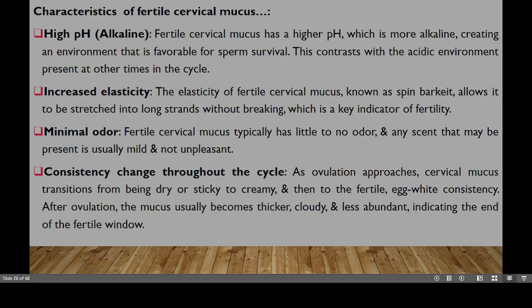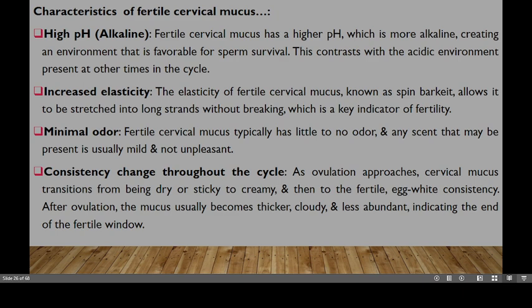Fertile mucus has a higher pH, which is more alkaline, and this creates an environment that is favorable for the sperm to survive. This contrasts with the acidic environment, which is normally present at other times in the cycle. The elasticity of fertile mucus, known as spinnbarkeit, allows it to be stretched into several strands without breaking. This is also a key factor of fertility. Fertile cervical mucus typically has little to no odor. Any scent that may be present is usually mild or not unpleasant.